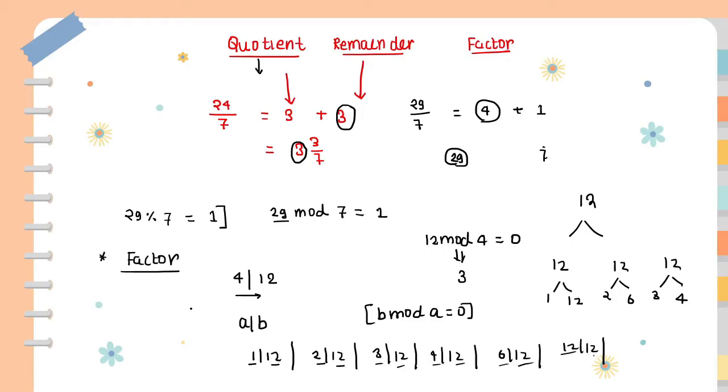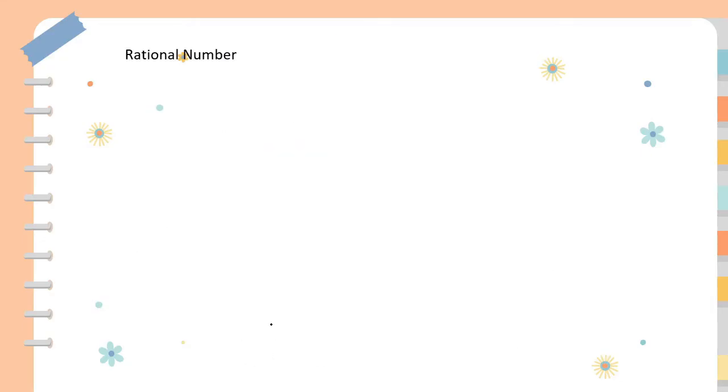Okay, so we know what it means. This is the representation of a divides b. So here 1 divides 12. So there is a very basic concept here.